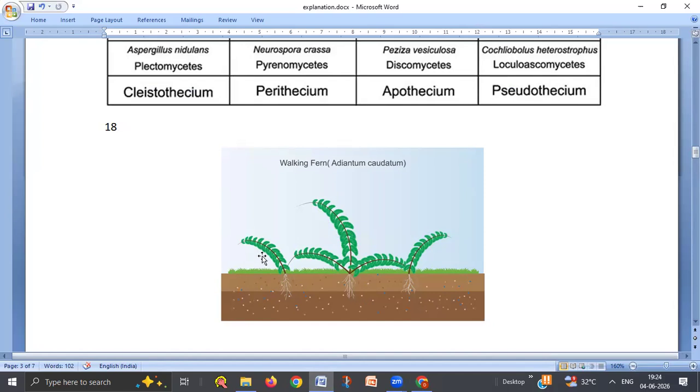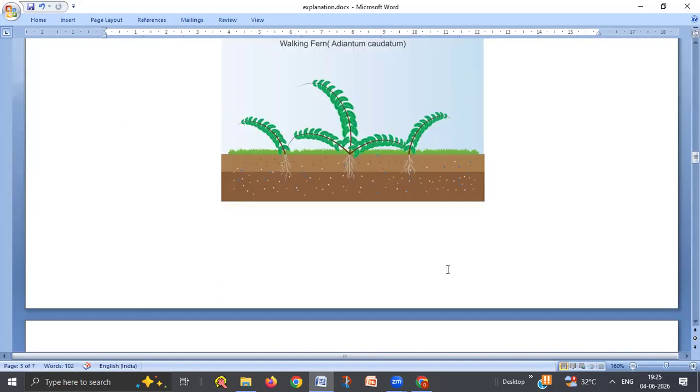Because Adiantum is a fern, a pteridophyte. It produces compound leaves, and whenever the tip of the compound leaf touches the ground, it produces another plant. And next, another leaf, when it touches the ground, produces another. So they appear like walking from one place to another place. So they are called as walking ferns.